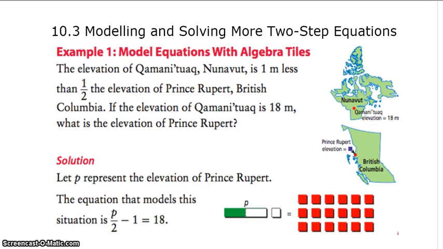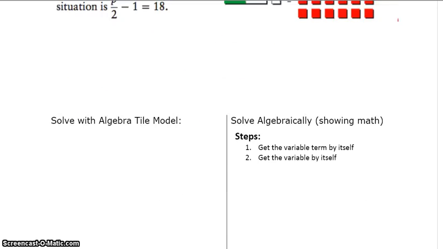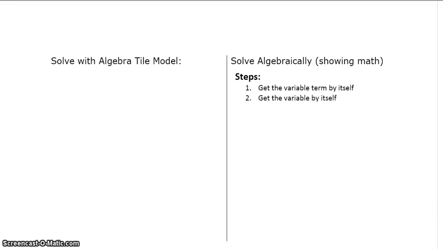Alrighty, you guys, we're going to look at modeling and solving more two-step equations today. So our process is going to be the same, and actually I highlighted the process right down here when we're going to solve this first one algebraically. The first step is to get the variable term by itself. So this is the piece with x in it.